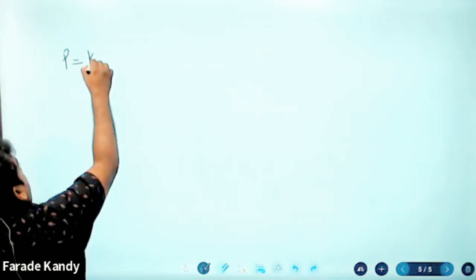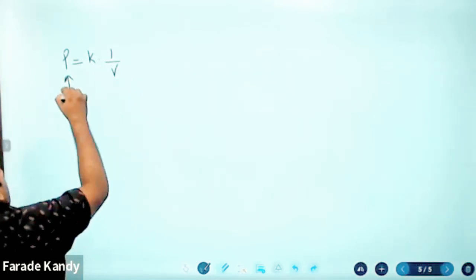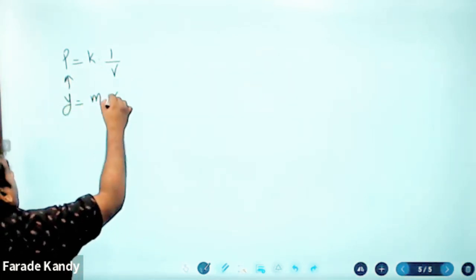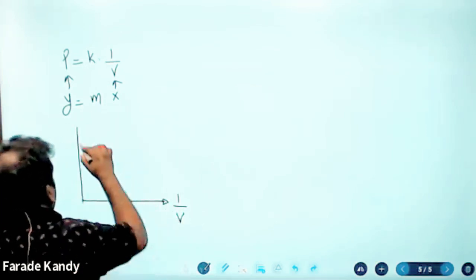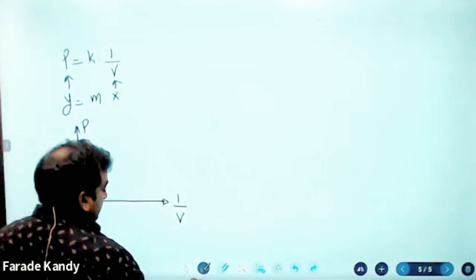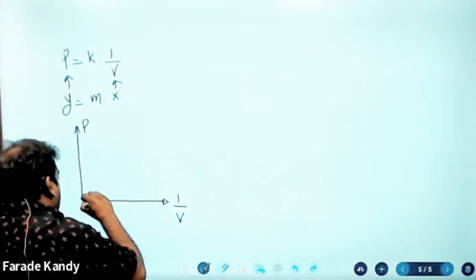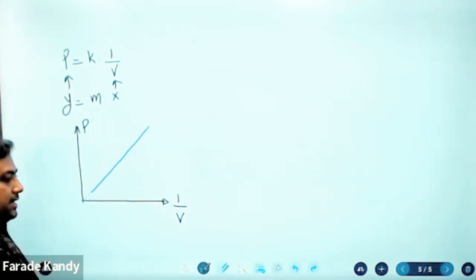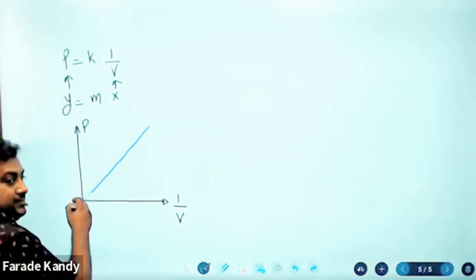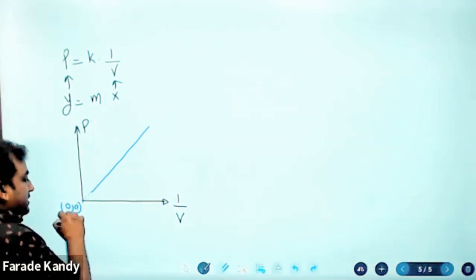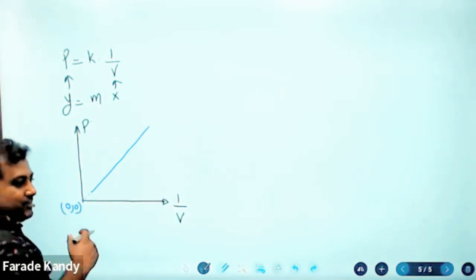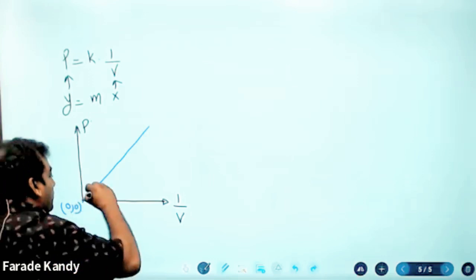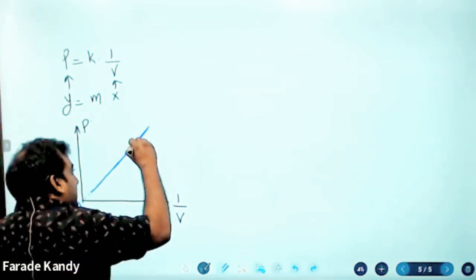P equals K times 1 over V. Graph is of the form Y is equal to mx. So if I plot a graph 1 over V versus pressure, it's a straight line going through the origin. Now why do I put some dotted lines here? 1 over V will be 0 only when V goes to what? Infinity. So infinite volume is not defined like a thing, no? So we show anyway it goes to the origin like this.